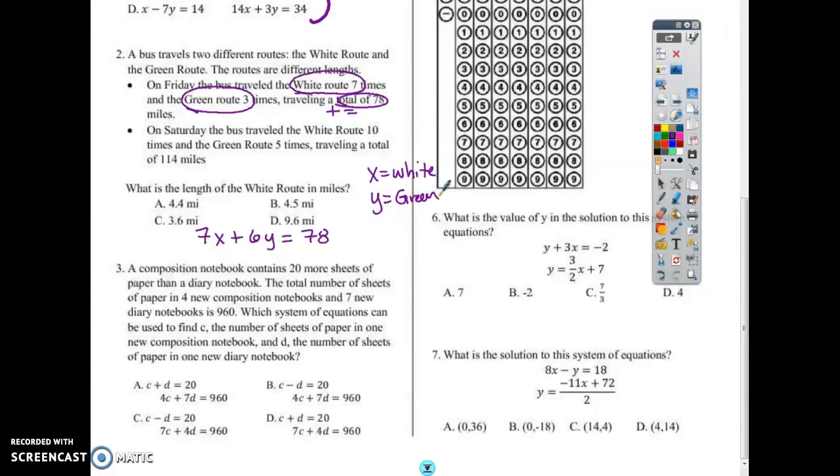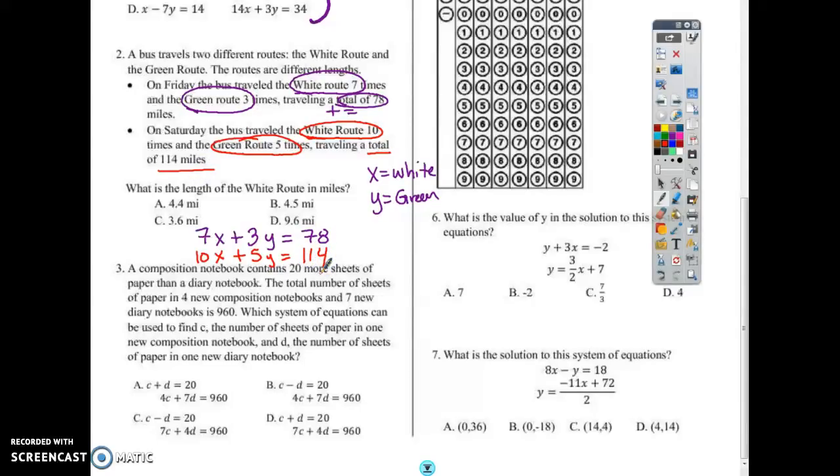And it's 3y, not 6y. Okay, 3 goes with the y, that's the green, and 7 goes with the x, that's the white. Any questions? Okay. Then the next one says, on Saturday the bus traveled, the white route is 10, so 10 goes with x. Green route is 5, so plus 5 with the green, equals a total of 114 miles.